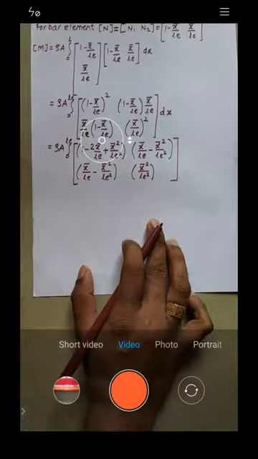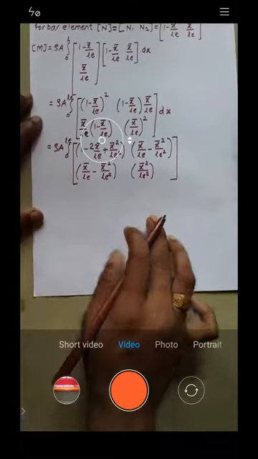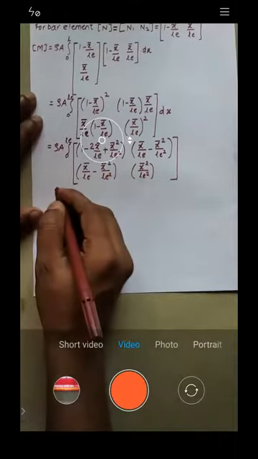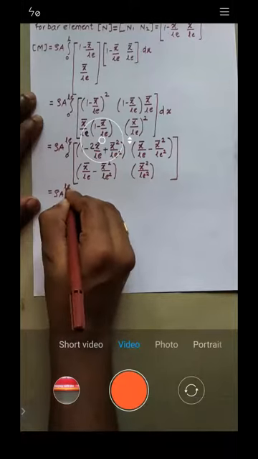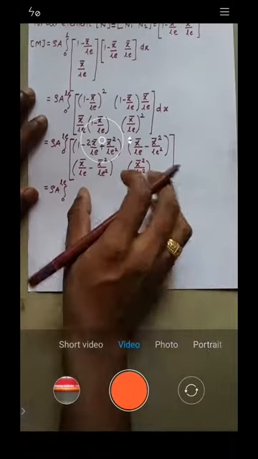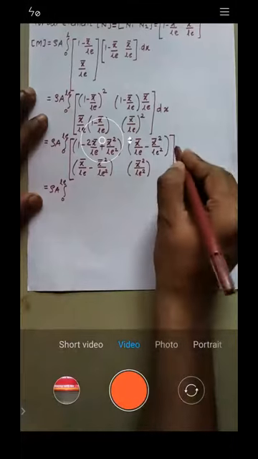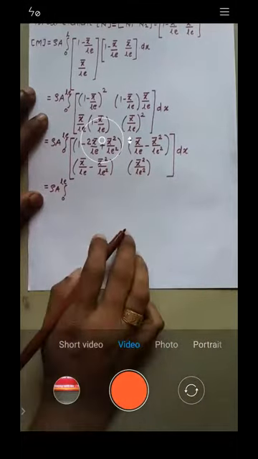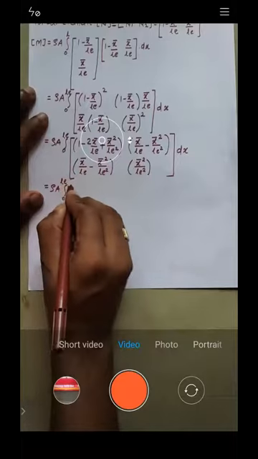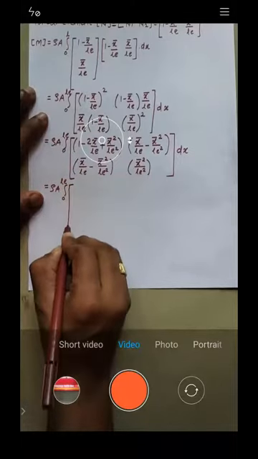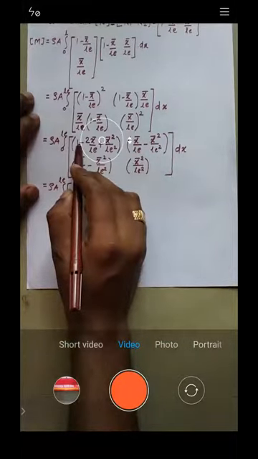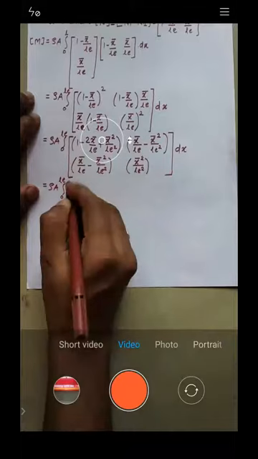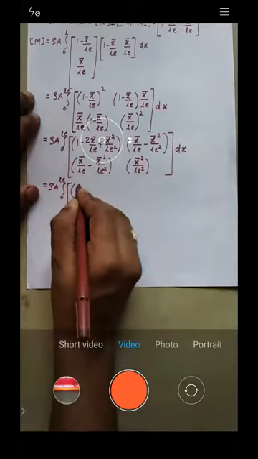Now let's do the integration. How to do the integration? Can you tell me? Rho into A, 0 to LE. Okay, now let's integrate this. Can we do the integration? How to do the integration? What is the integration of 1? It is x bar, right?